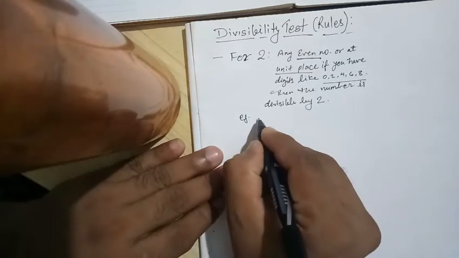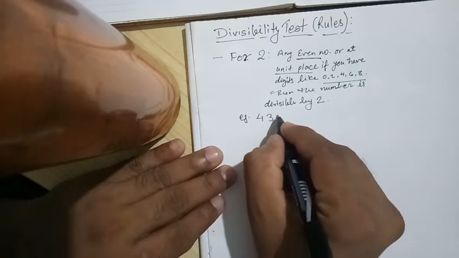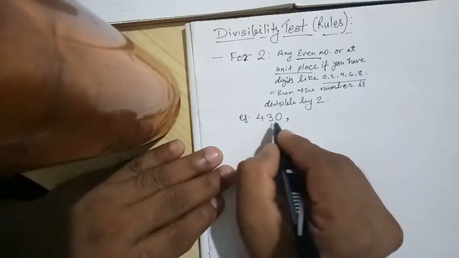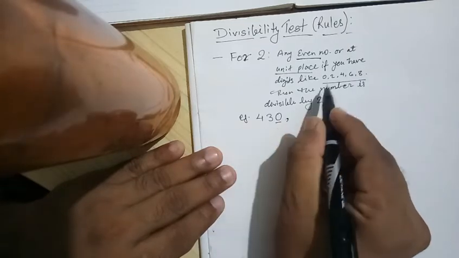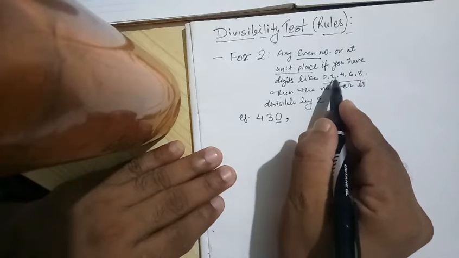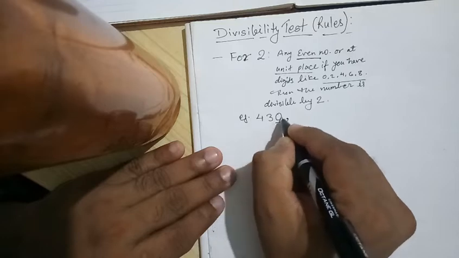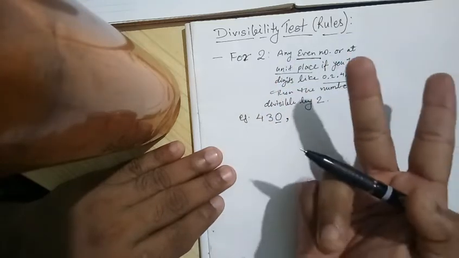For example, suppose I write 53430. Now it is an even number. If you are good at maths, you know this is an even number. If you have a doubt, at unit place we have 0, 2, 4, 6, 8. These are even numbers. So this is completely an even number, so it is divisible by 2.